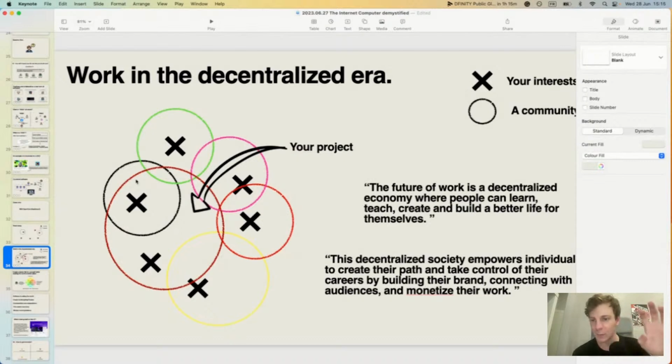And your project, what you'll be working on, would essentially be in the middle of those interests. So targeting all of your interests at the same time, assuming that there is a community around those interests as well.